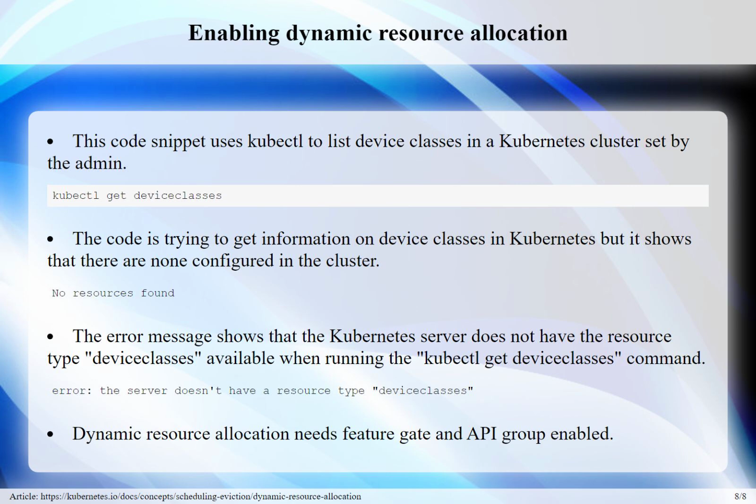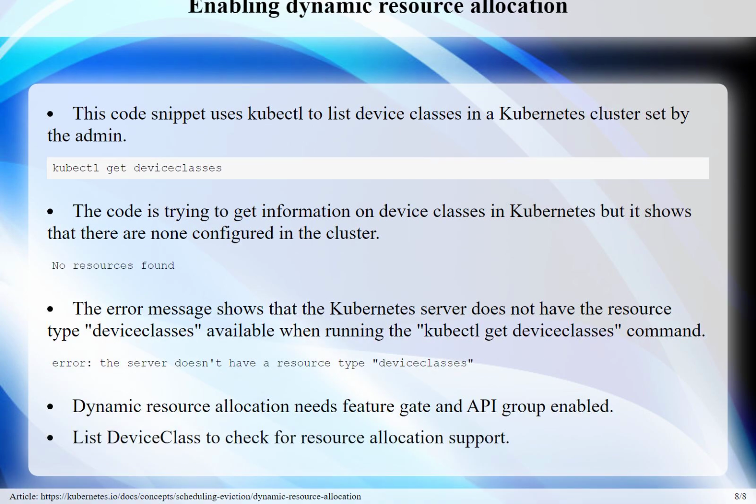Dynamic resource allocation is an alpha feature that requires enabling both the dynamic resource allocation feature gate and the resource.k8s.io/v1alpha3 API group. Ensure Kube Scheduler, Kube Controller Manager, and kubelet have the feature gate. Use Kube API Server parameters for details. A quick check involves listing device class objects. If your cluster supports dynamic resource allocation, you'll see device class objects listed. Missing features result in an error.